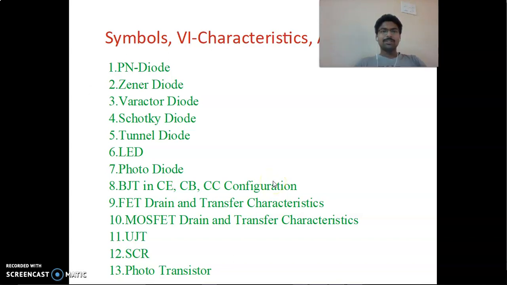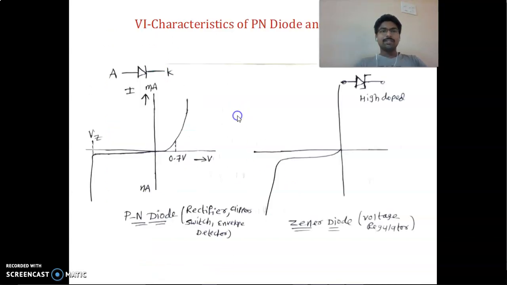In this video, we will see the symbols, VI characteristics and applications of electronic devices. First, consider the PN diode and Zener diode. This is the symbol for the PN diode, this is the anode and this is the cathode. Now, we will see the characteristics under forward bias.